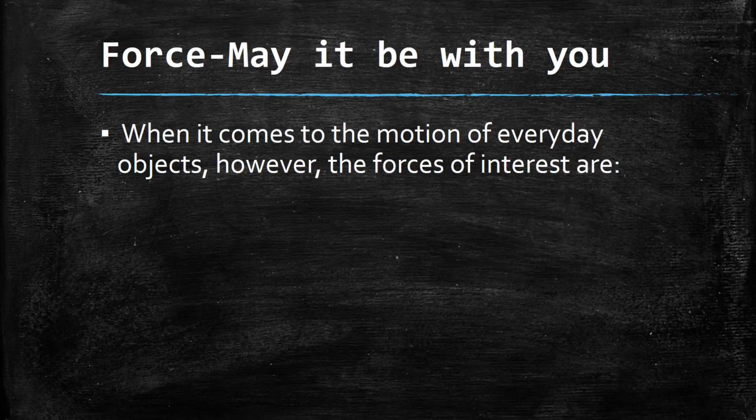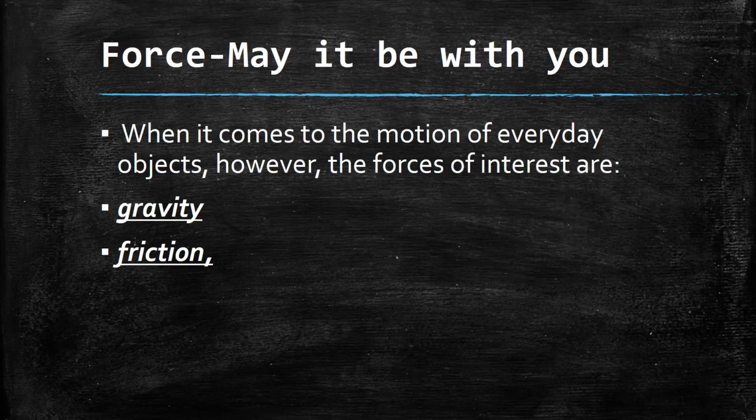When it comes to the motion of everyday objects, there's a couple of different forces that interact, that we come in contact with throughout our daily lives. So number one is gravity. Gravity is always present in our life and will never go away. It reflects your weight when you step on a scale. If it goes away, then I guess we'll be floating in midair. So gravity is a big one.